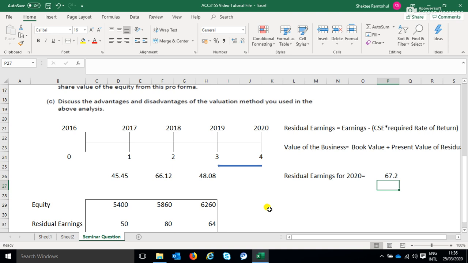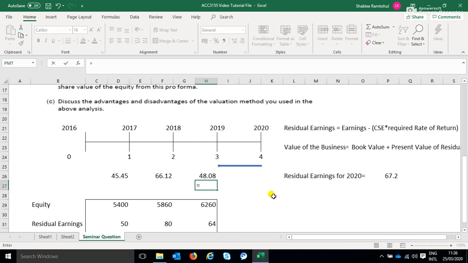So you will recall that if we are to calculate the present value for residual earnings, well, 67.2, that happens in 2020, it will only give you the present value 1 year before. That is in year 3. And this is a perpetuity with growth formula. Now let's go and calculate what is the present value taking on board the perpetuity with growth formula.